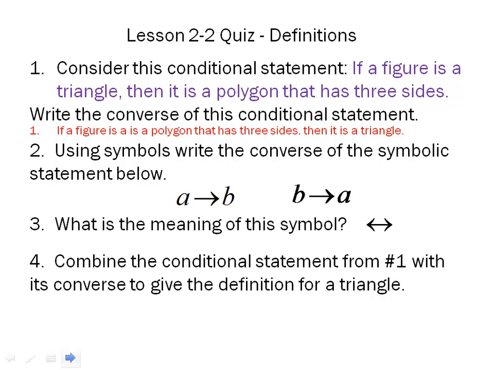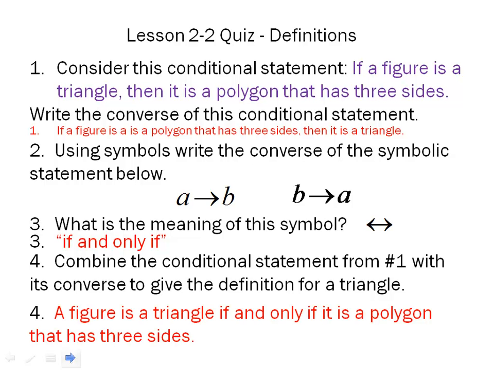What is the meaning of this symbol? If and only if. Combine the conditional statements from one with its converse to give the definition for a triangle. A figure is a triangle if and only if it is a polygon that has three sides. Keep this all in mind as we read the lesson and do the homework from that.